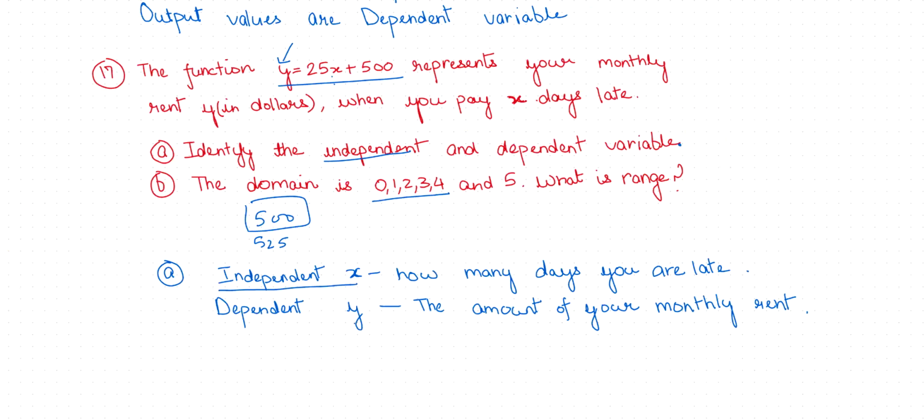Okay. So now for question B, the domain is given. It means how many days you are late is given, and you have to find the range, like you have to find the amount of your monthly rent. And this is of course a function because we can see that any one x cannot have two y's here.